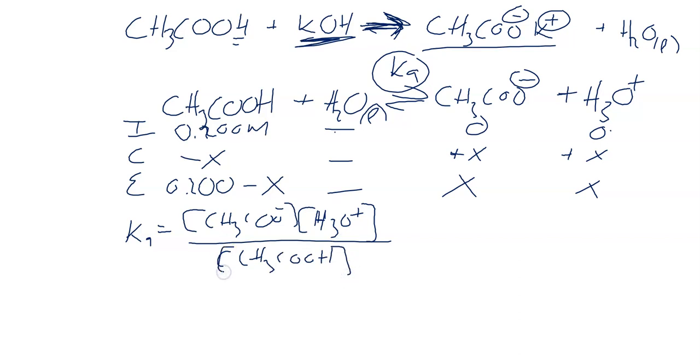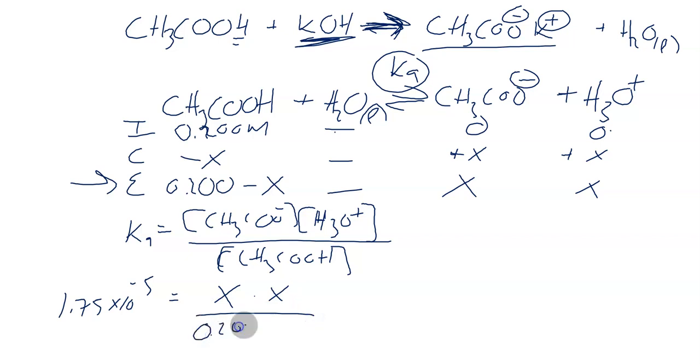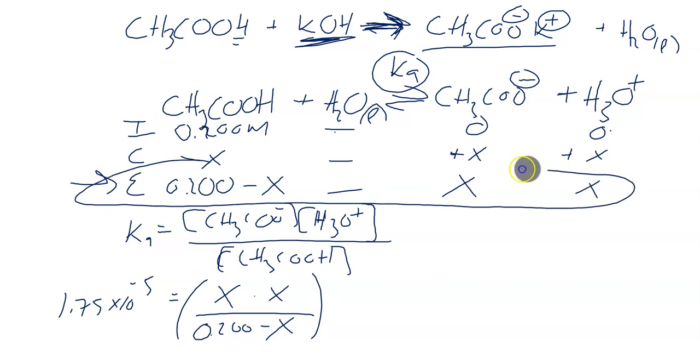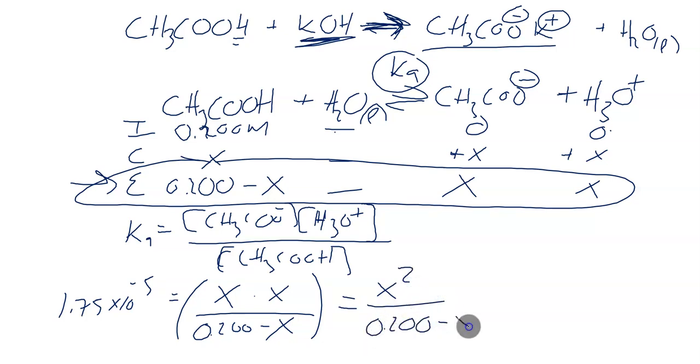If you are having trouble with ICE charts, refer to the previous videos, but also let me know. I'd be happy to work through these with you. You should definitely know how to do ICE charts by now. So plug in your equilibrium values. We have the Ka of 1.75 times 10 to the negative 5 equal to x times x divided by 0.200 minus x. All of this came from this row here. So this is equal to x squared over 0.200 minus x.